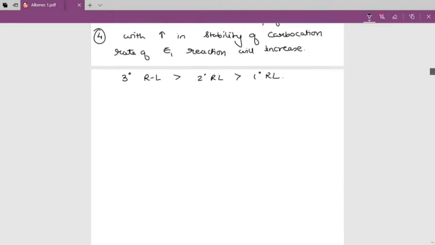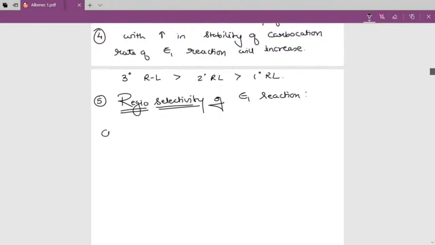Correct? Point number 5. Point number 5 is regioselectivity of E1 reaction. Now, what is regioselectivity? From the word itself, regio, region, selectivity, selection. Region का selection, position का selection.